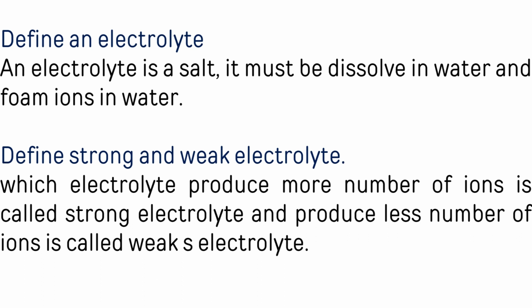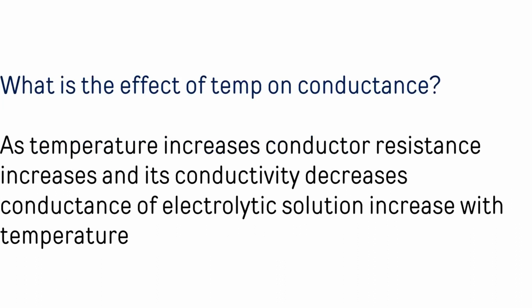Define strong and weak electrolyte. An electrolyte which produces more number of ions is called a strong electrolyte, and one which produces fewer ions is called a weak electrolyte. What is the effect of temperature on conductance? As temperature increases, metallic conductor resistance increases and its conductivity decreases. Conductance of electrolytic solution increases with temperature.